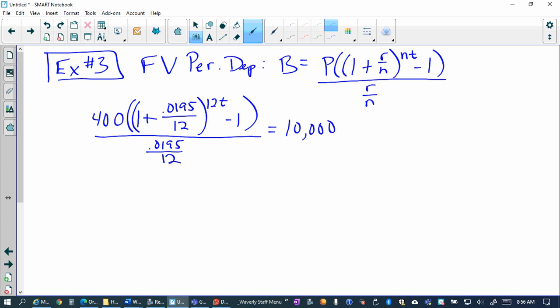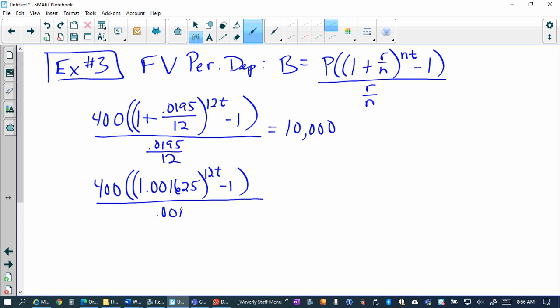We have some cleaning up to do here. It will probably be better if we simplify some of our things in parentheses and in the denominator. So we end up with 400 times 1.0195 over 12, which ends up being 1.001625, to the 12t minus 1 all over, and we know 0.0195 over 12 is 0.001625. Needs to equal again 10,000.